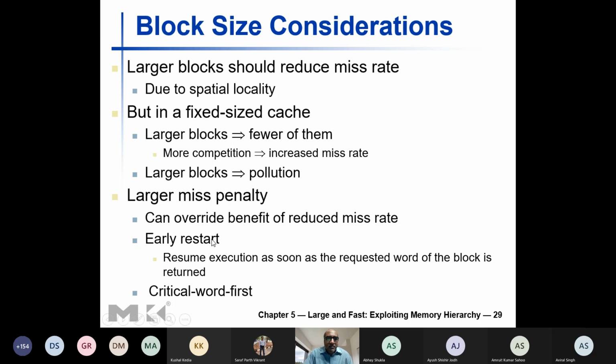So by using these two mechanisms, you can handle the miss penalty to some extent. But again, there are issues. Suppose after that word, the next word is also required. By that time, your transfer is not yet completed, so again you have to wait. So there are various issues with early restart and critical word first as well.